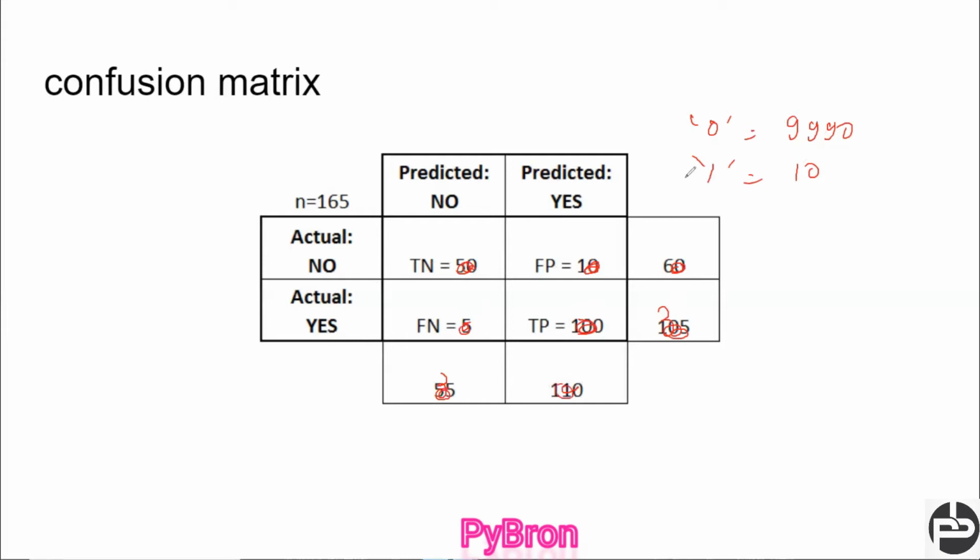Now if my model is predicting everything as a 0, what does that mean? It means people don't have the cancer, and the machine is also saying you don't have the cancer, right? So in total, 9990 are predicted correctly. If people don't have the cancer and the machine is also saying 0, it is saying you don't have the cancer, and it is correct for those cases.